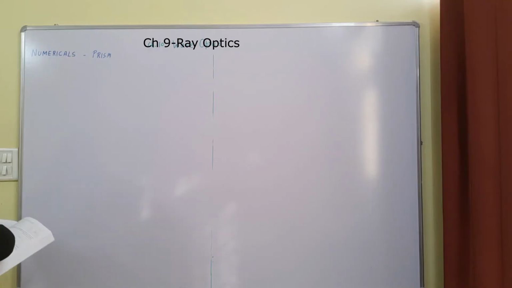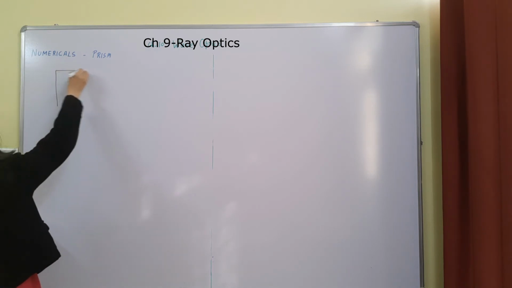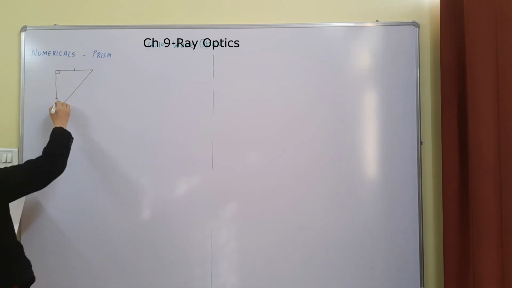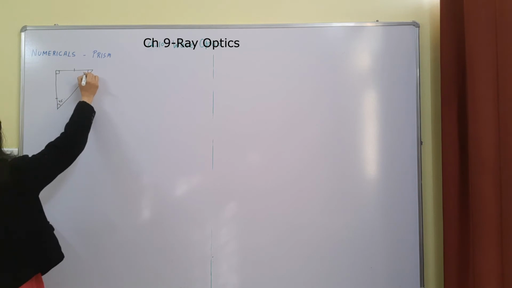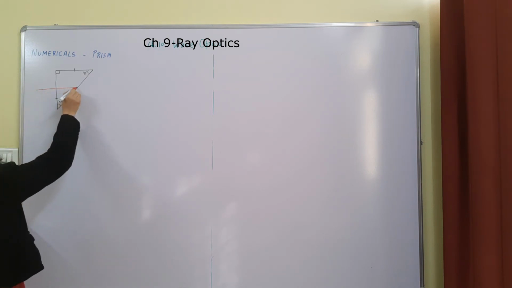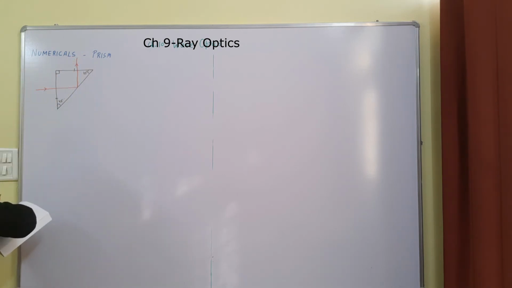A ray of light incident normally on one face of a right isosceles prism. Right isosceles prism means this side is equal to this side. This is 90 degree. So this and this will also be 45 degree, that is equal, right? In the diagram they have shown that this is normal incidence, and from here TIR occurs, and here this is emerging at this angle.